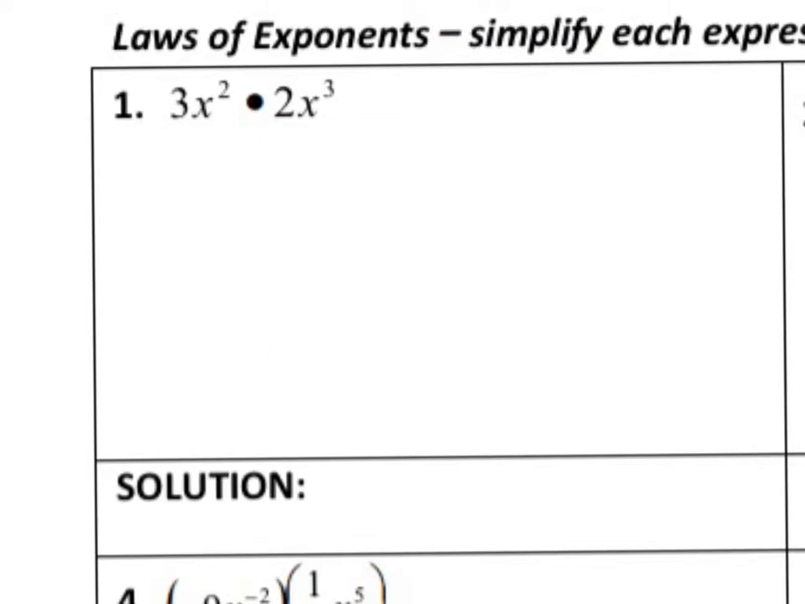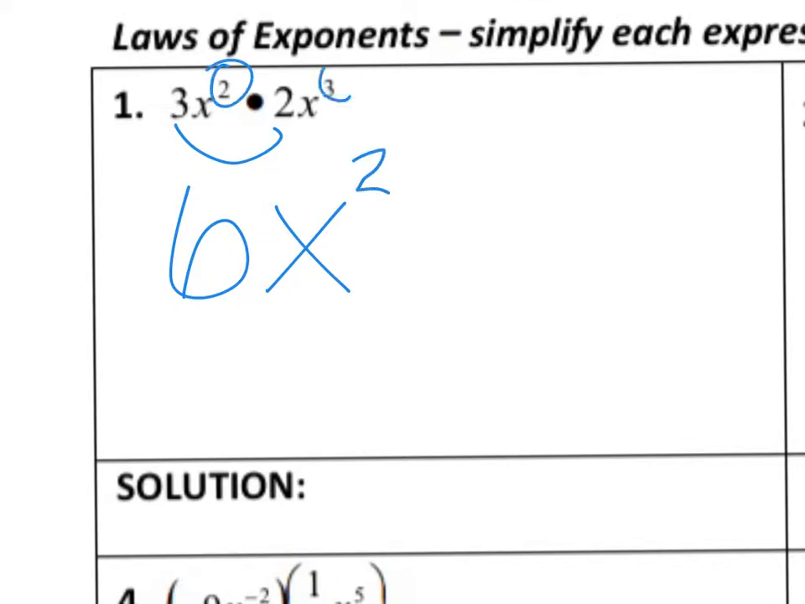In order to simplify number 1, you're just going to multiply the numbers right here. So 3 times 2 would be 6, and then when we're multiplying exponents, we look to see if they have like bases, and then we're going to add the exponents. So I have 2 here and 3 here. So that gives me a total of 5. So final answer is 6x to the 5th.